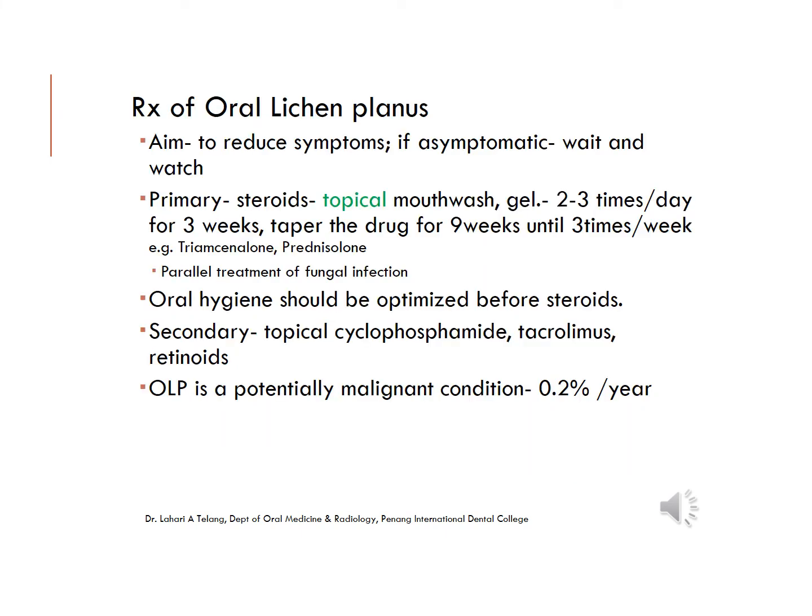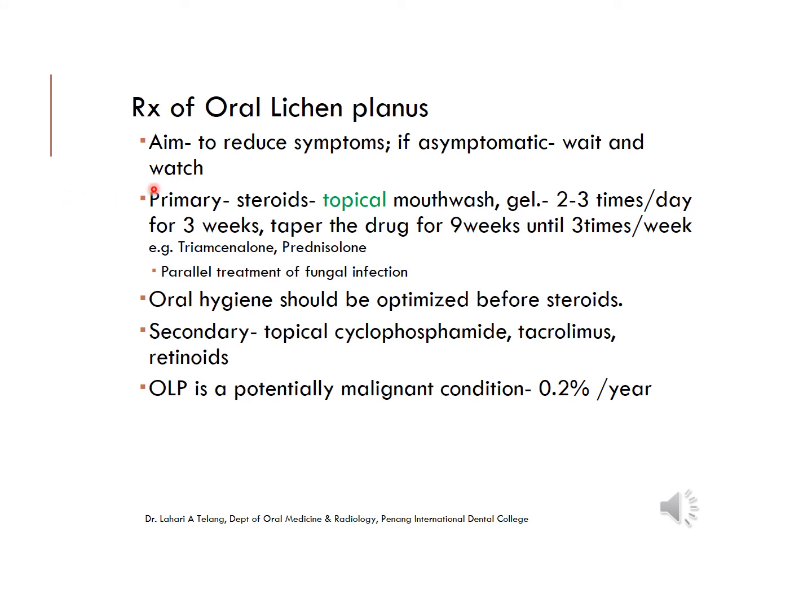Right. So when we're talking about treatment of oral lichen planus, our primary aim would be to reduce symptoms of the patient. Right. So it's impossible to completely cure the patient. The only thing that we can do is to reduce the symptoms of the patient. So we still don't have a complete cure for these patients. So if the patient is asymptomatic, we wait and watch. So literally you're waiting for the patient to develop symptoms, and that's the matter of fact.